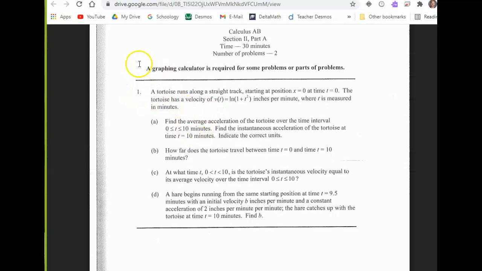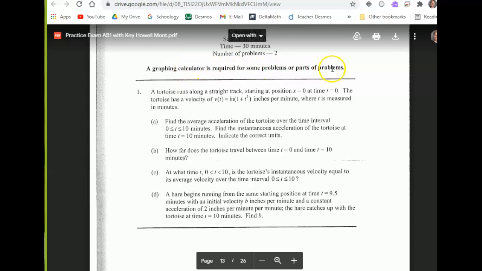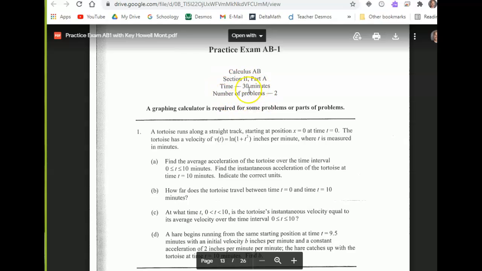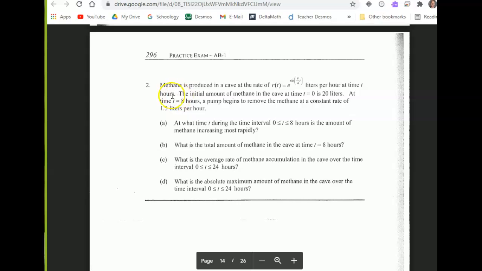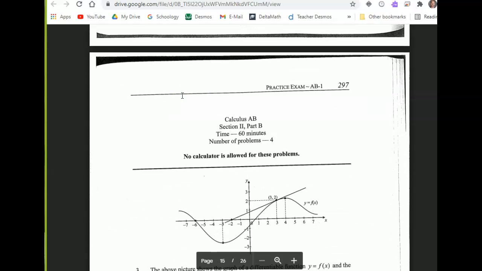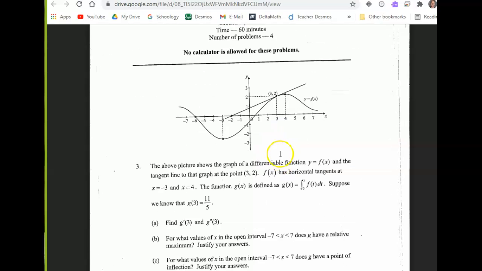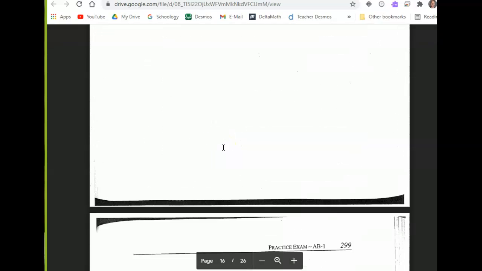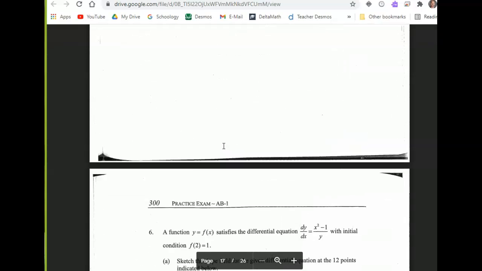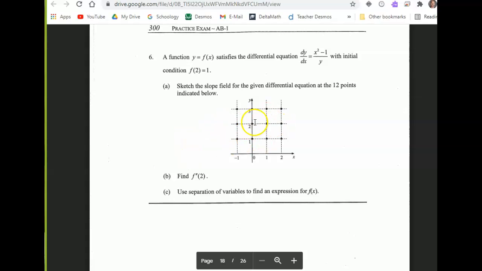But here's problem 1. Notice it says a graphing calculator is required for some parts. And so this is the calculator part of free response. There's 2 questions, 30 minutes. They say about 15 minutes estimated for each free response. All right, so here's number 2. And then when you get to number 3, it's a new section. The remaining 4 problems are no calculator. Okay, so 3, 4, 5, 6 has a slope field in it.